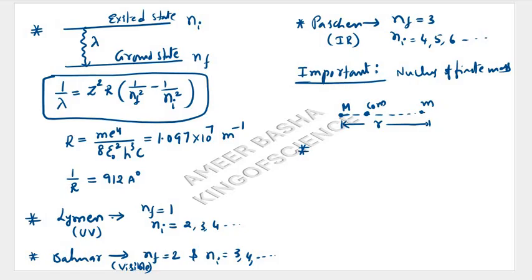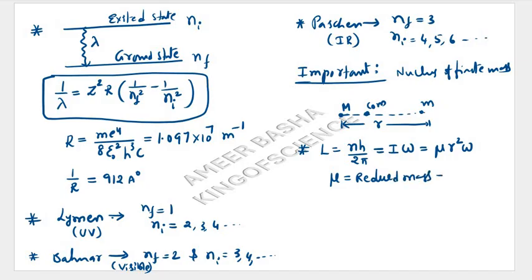The angular momentum will be again, of course, nh by 2 pi. But this time I need to write it as I omega, where I is the moment of inertia, which I'll write here as mu r square into omega. Mu is generally what I call the reduced mass, the reduced mass of the system. So the reduced mass will be defined something like this. I hope students know this.